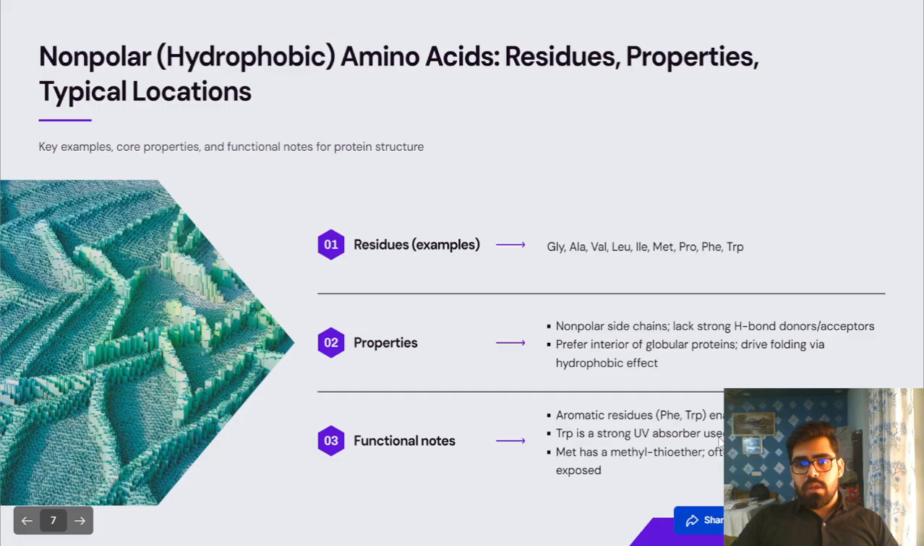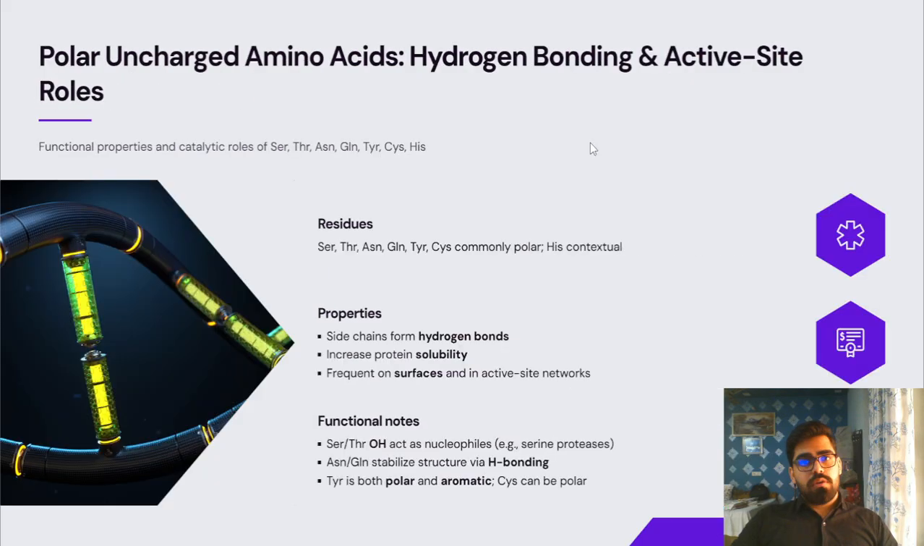Now the second classification falls under the polar uncharged amino acids. When we say polar, they have partial charges at the end. If they have charges, they will react with water, and if they react with water, they form hydrogen bonds. So they are pretty stable and do not fold into globular interiors. Examples of polar uncharged amino acids are threonine, serine, glutamine, tyrosine. Properties: side chains form hydrogen bonds, as we have already seen, and increase protein solubility.